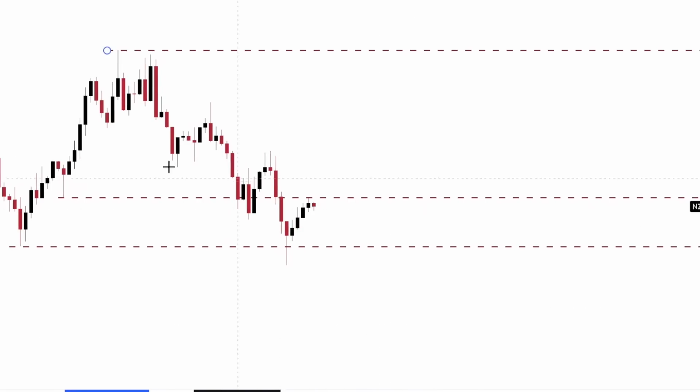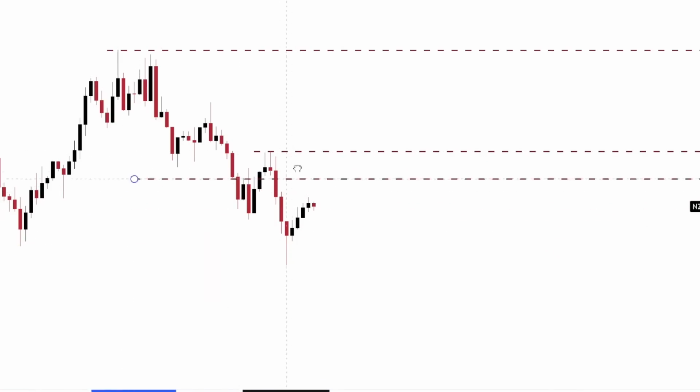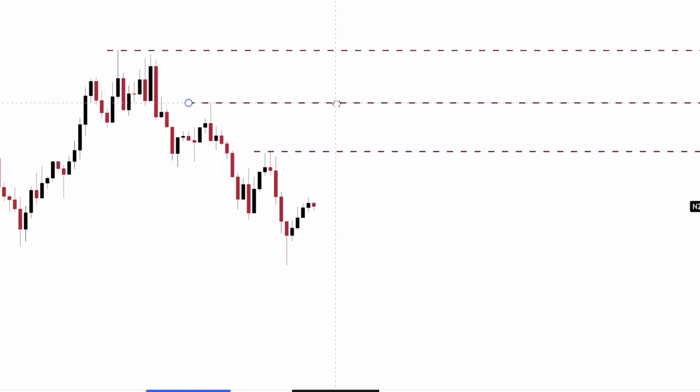And now, where are you expecting price to go? You have a swing here and a swing here. So which one of these is the highest quality of liquidity? This would be your highest quality of liquidity. This would be medium quality liquidity, but you could still mark it, and this would be invalid.